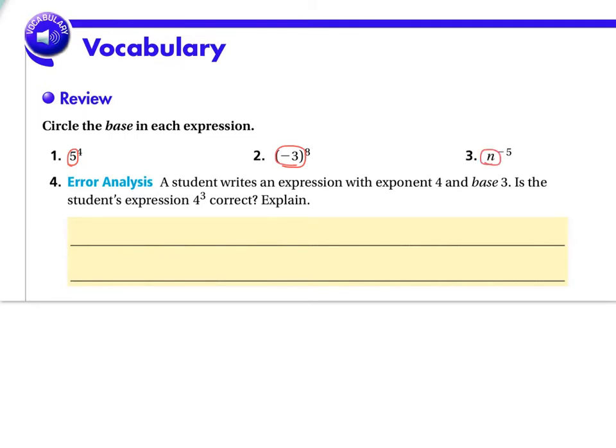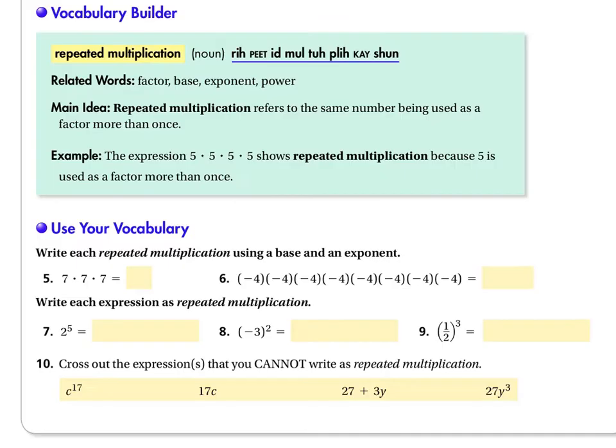So if a student writes an expression with an exponent 4 and base 3, would it be 4 to the third power? No. Your base is 3. So base 3 makes it a 3 here. Your exponent is 4. So looking at our vocabulary builder, our main idea is repeated multiplication, and that refers to the same number being used as a factor more than once.